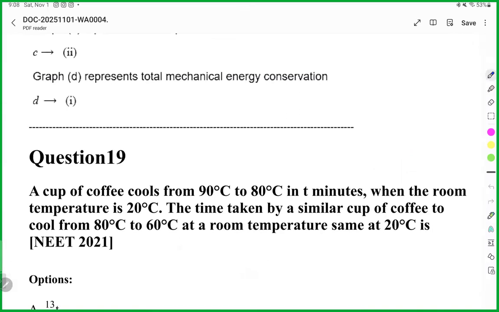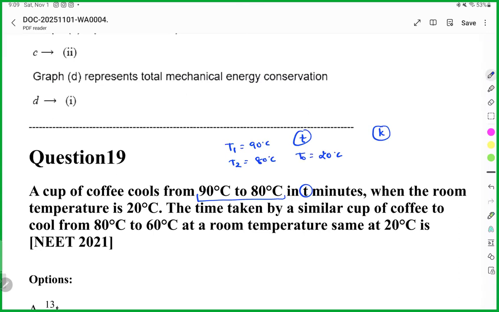You have to solve this question now: a cup of tea cools from 90 degree to 80 degree Celsius in time T. Example, T1 temperature is 90 degree Celsius, T2 temperature is 80 degree Celsius, time taken is T, when the room temperature is 20 degree Celsius. Time taken by a similar cup of tea. Similar cup of tea means the constant value will be same. That is the meaning of similar.